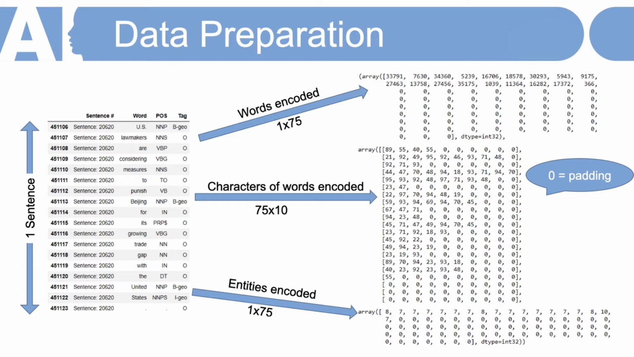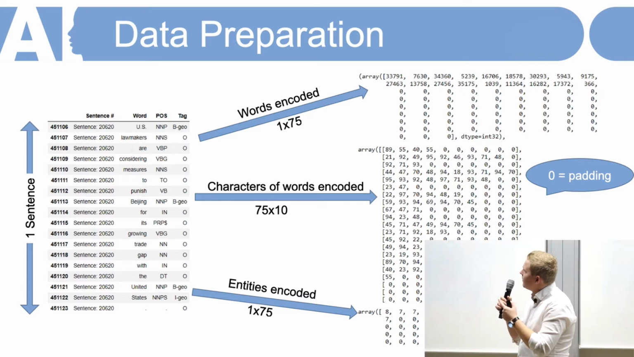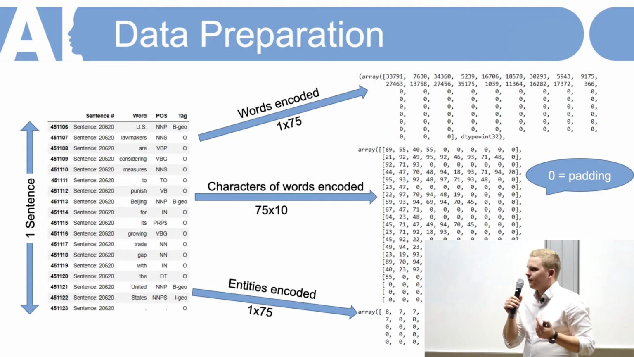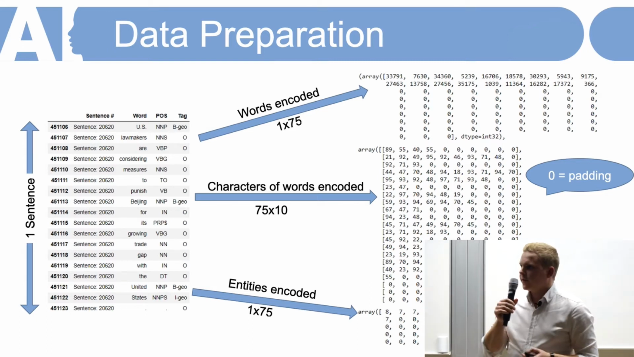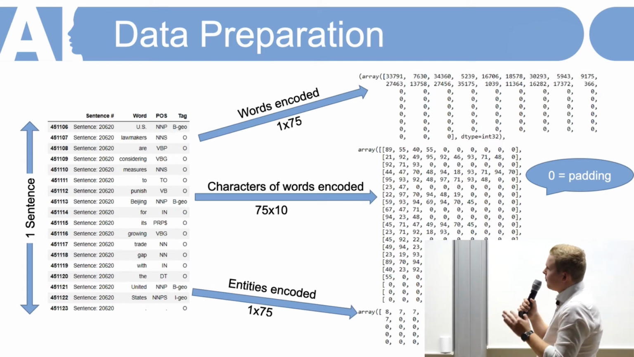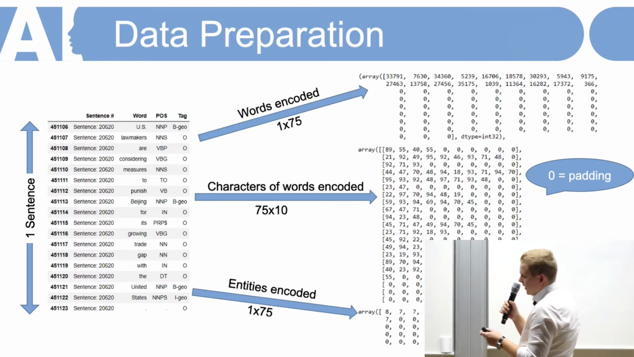So the 8, the 7, and the 10 stand for different entities in this case. The 7, as you can see here, is just the outer-bound entity, which is not very useful for us, but the time and the geo information is also encoded here. So this is what we put into our Keras model.